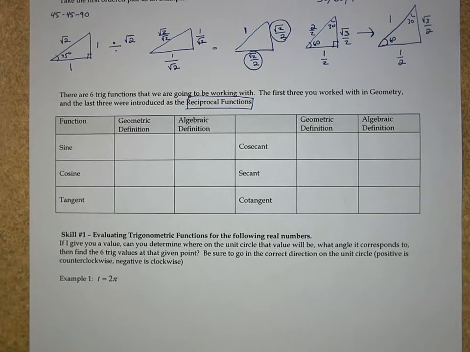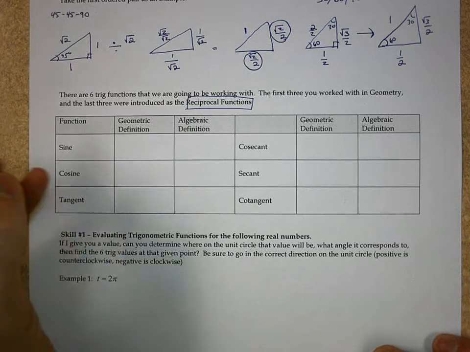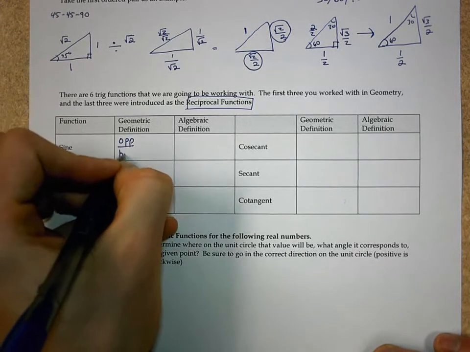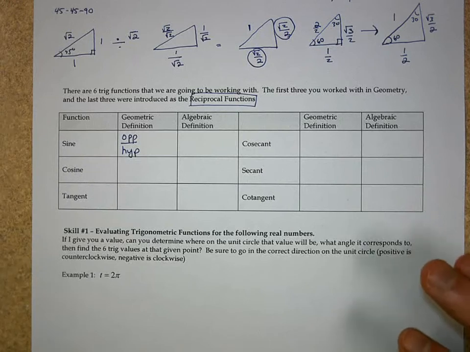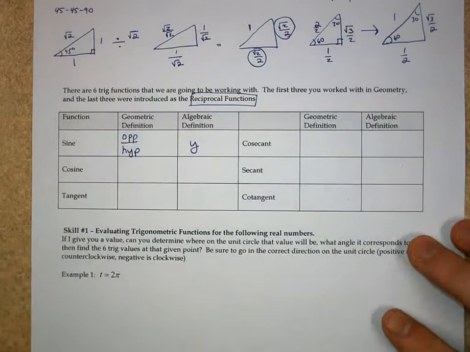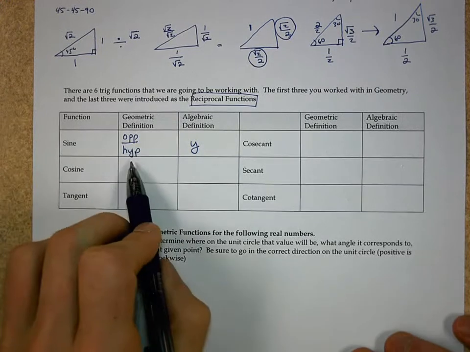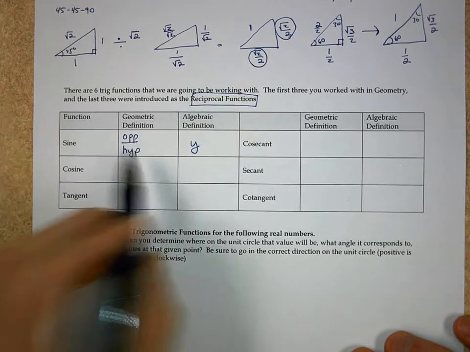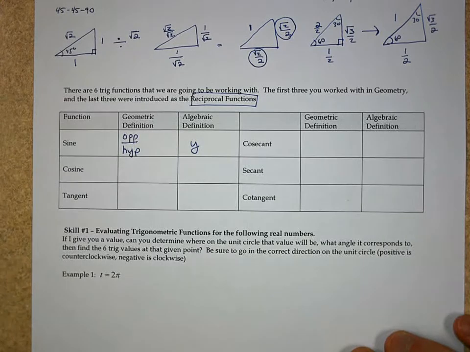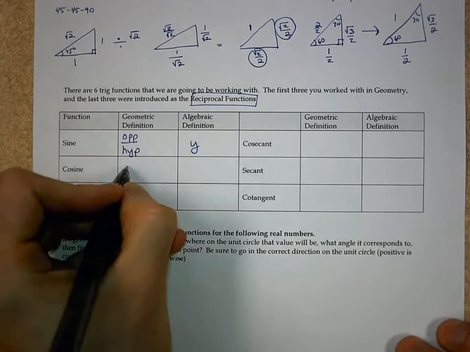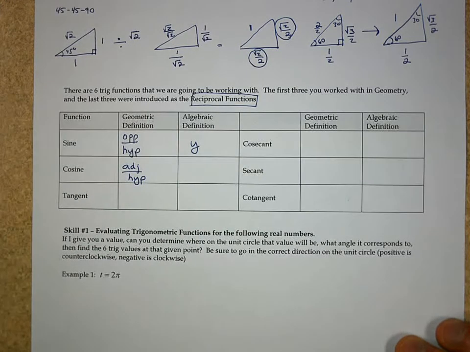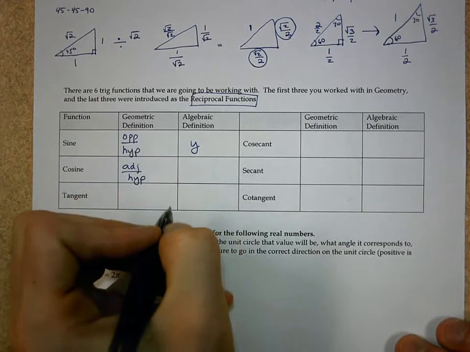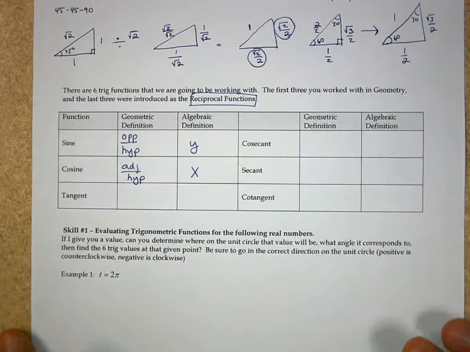So let's start with the geometric definition. Sine, you learned from the SOHCAHTOA, is opposite over hypotenuse. When we look at the algebraic definition or the unit circle definition, sine values are the y values. And the reason for that is the hypotenuse always ends up being 1. So really we end up with y over 1, which is just y. Cosine is the adjacent over the hypotenuse. The adjacent in my triangles are always the x values. So it's going to be x over 1 on the unit circle, which is just plain old x.